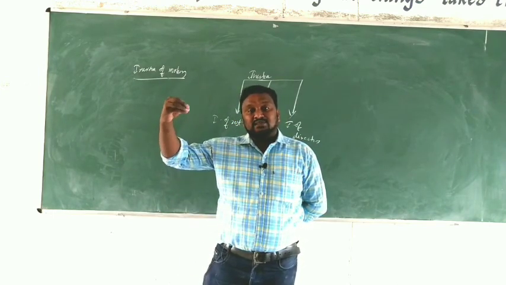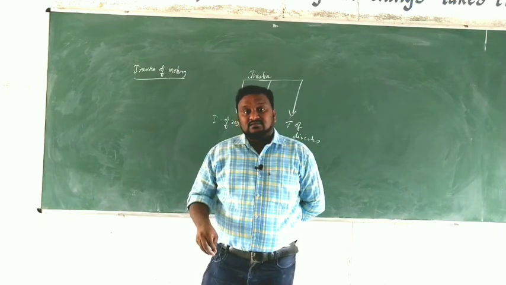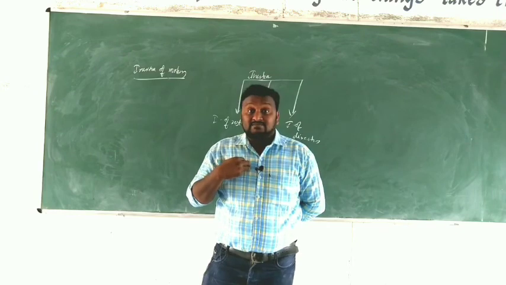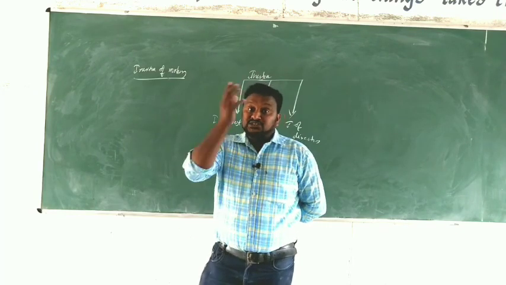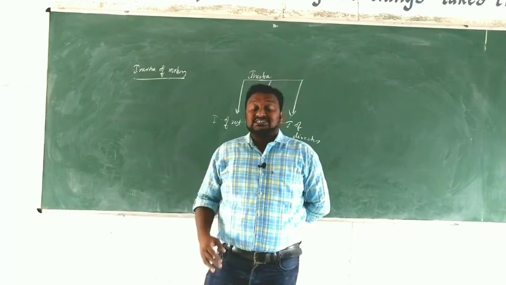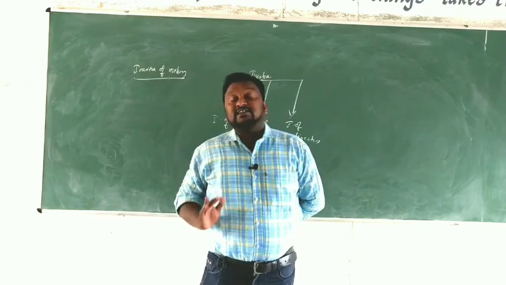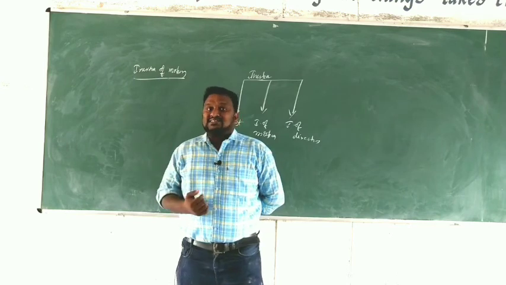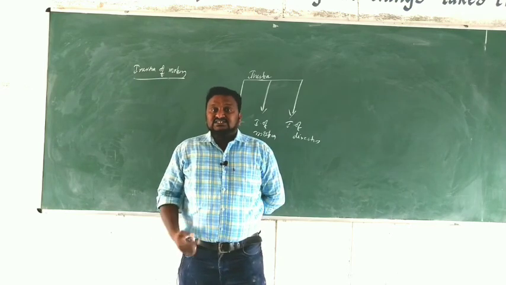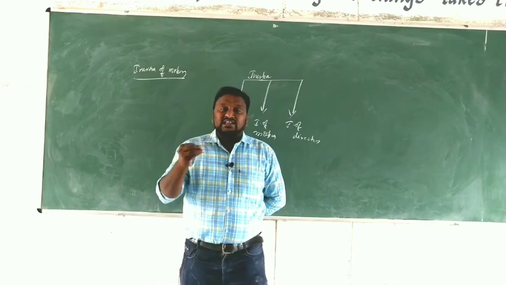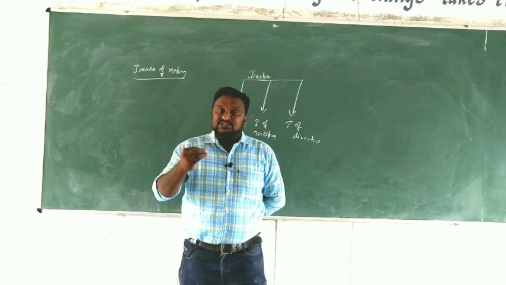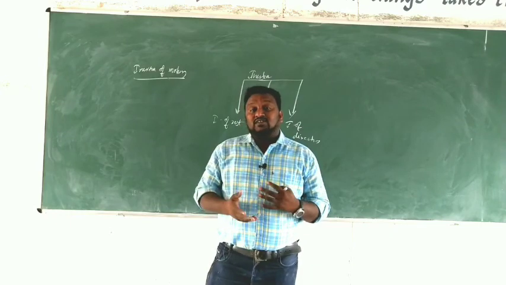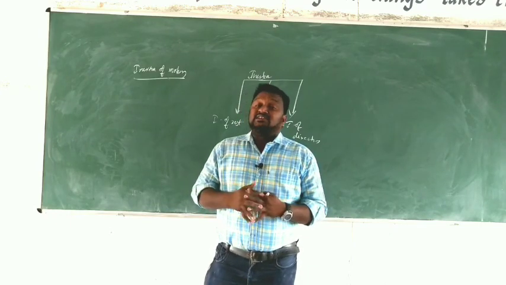Once the bus is coming to rest, the body doesn't want to come to rest, because it wants to continue its state of motion. That's why we may get a forward jerk. Clear, children? This is another best example. So this is simply about the inertia of motion, the tendency of the body to continue its state of motion. That is what we call inertia of motion.